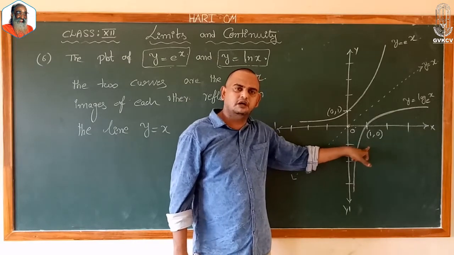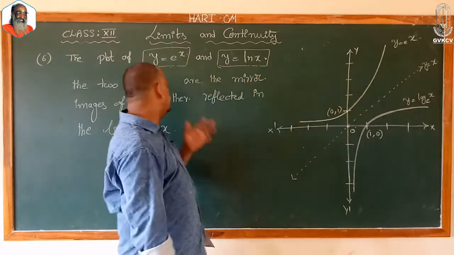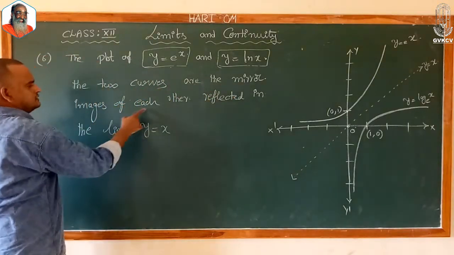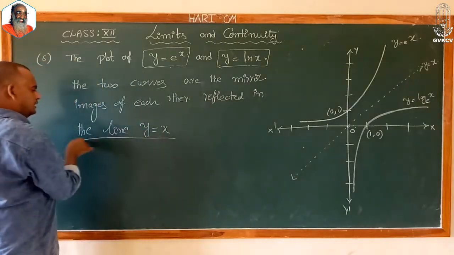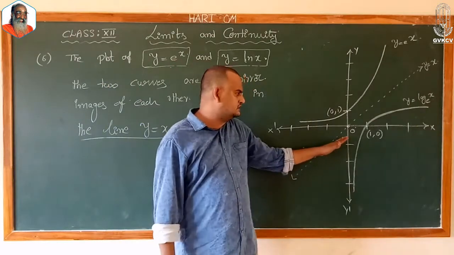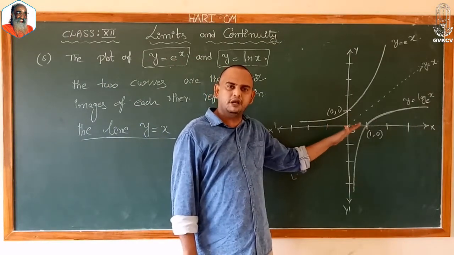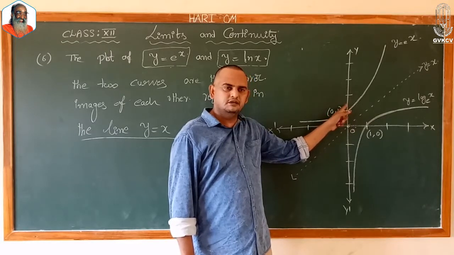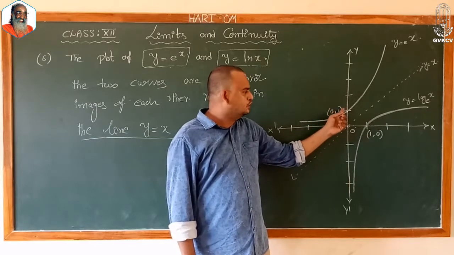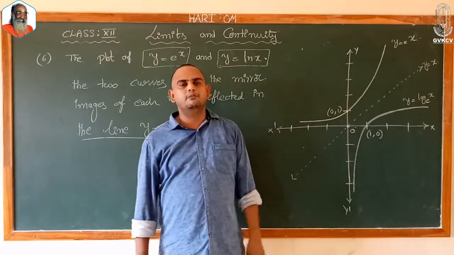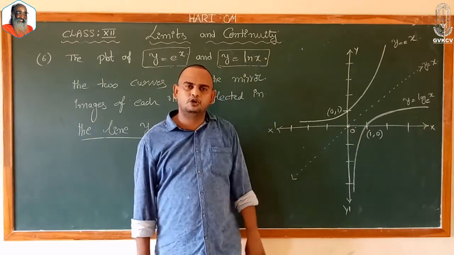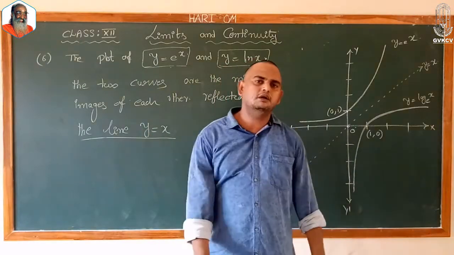For the logarithmic function, the mirror image is nothing but this one. That is the sixth point. The two curves are mirror images of each other, reflected in the line y is equal to x. Here, we have to consider this line y is equal to x as the mirror. When we observe this curve, its image is this one. So these two are nothing but mirror images of each other, based on the line y is equal to x. This is about point number 6.